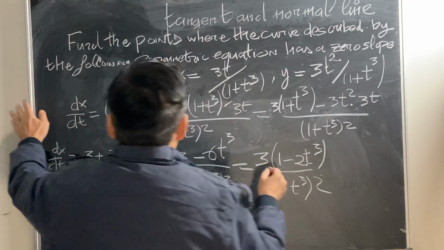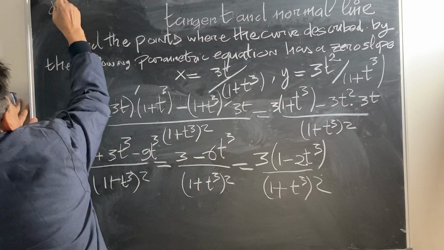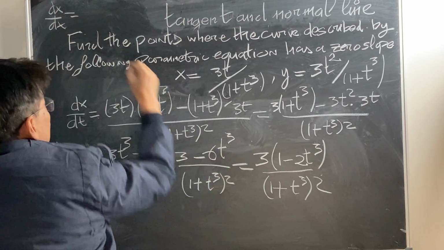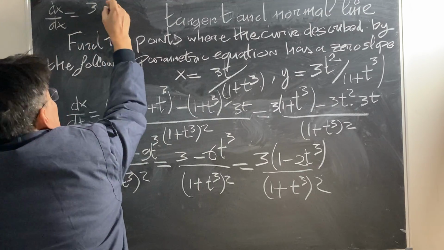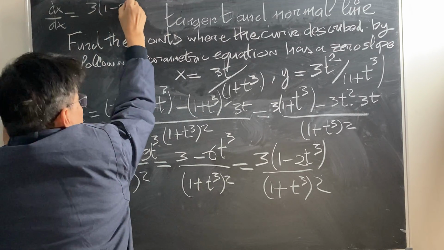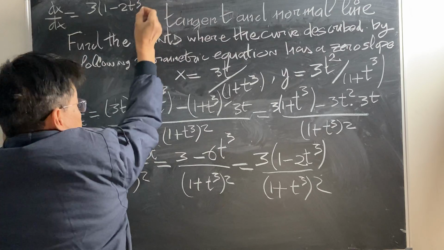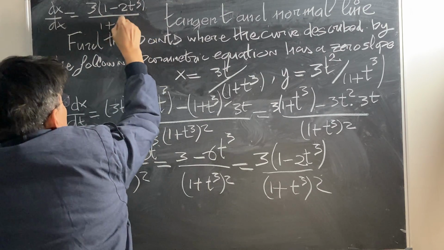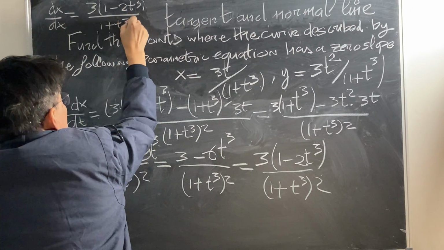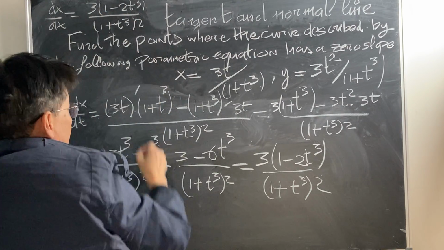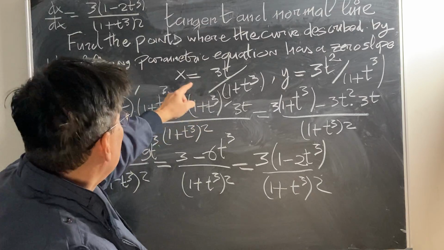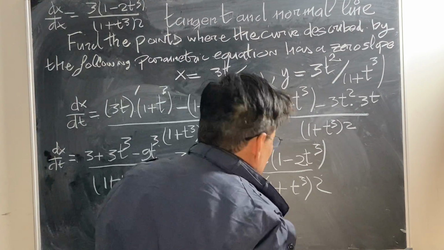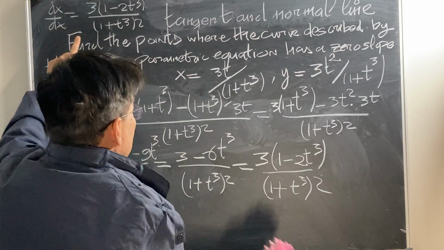So here, dx over dt equals 3 times 1 minus 2t cubed over 1 plus t cubed squared. Okay, I probably need to buy a new, bigger board than this one, it's too small, so I have to save the answer up there in the corner.